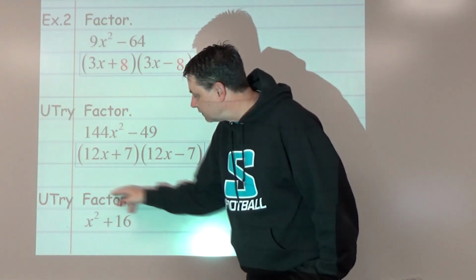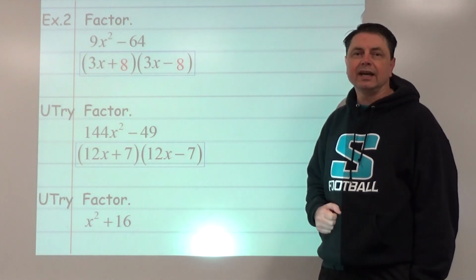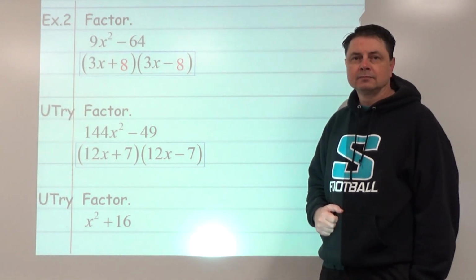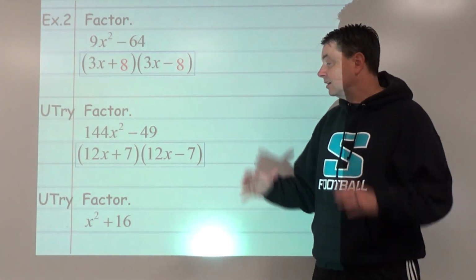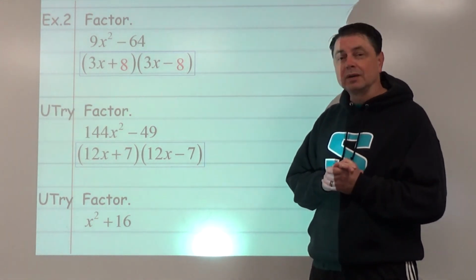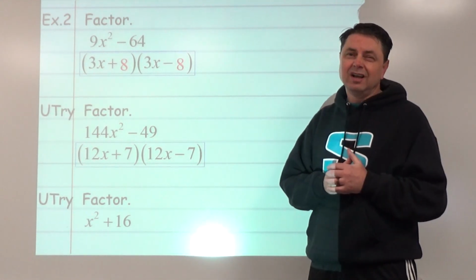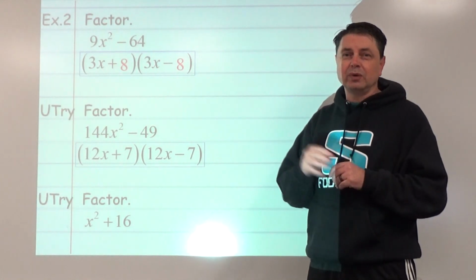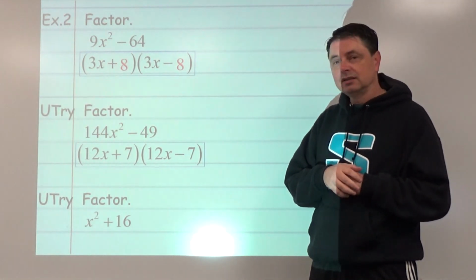Another you try. Go ahead and factor x squared plus 16. Pause until you have it. It's very common to get some people that have x plus 4, x minus 4. That would make x squared minus 16. What about x plus 4, x plus 4? Well, if we did all the multiplication, we would get x squared plus 8x plus 16.